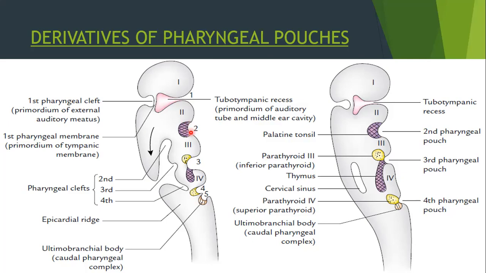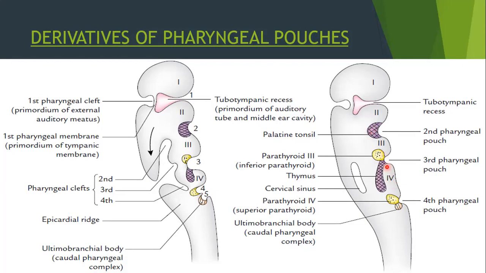Then the second pouch, it will form the palatine tonsil. In fact, because the palatine tonsil is lymphoid tissue, that lymphoid tissue is usually obtained from the mesoderm underlying the second pharyngeal pouch. The endoderm underlying it will form the epithelium lining the palatine tonsil, your stratified squamous non-keratinized. Then much of the pouch is obliterated, but will remain as the intratonsillar cleft.